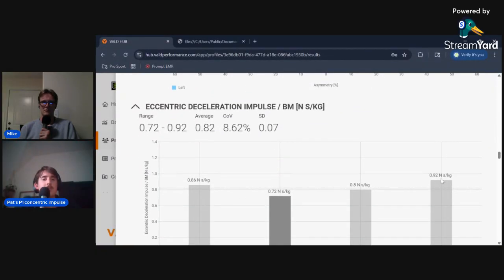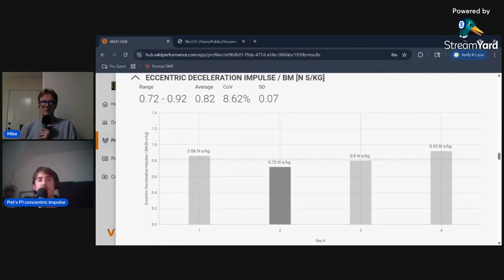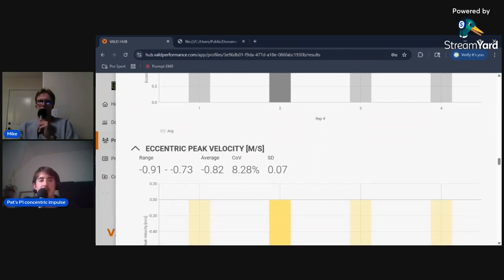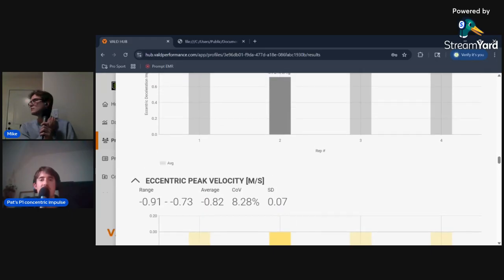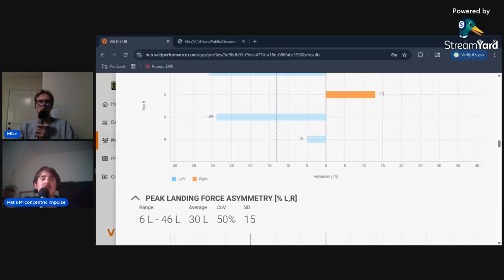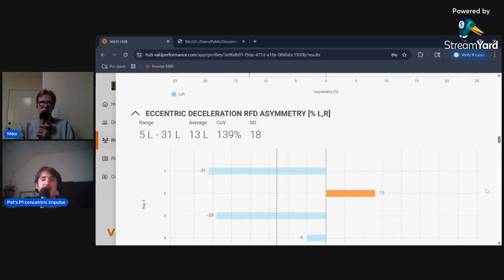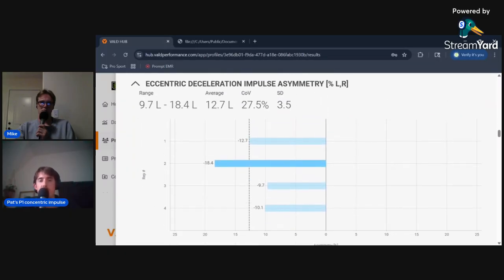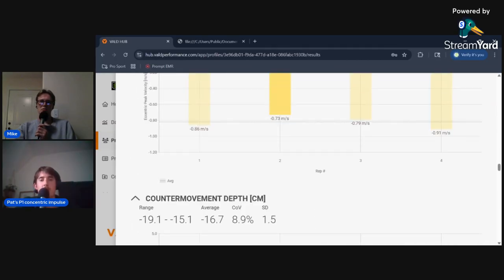And then eccentric DXL impulse to body mass. I'm not looking at that right now, to be honest with you, but I'm looking at the eccentric peak velocity, peak landing force, and the eccentric DXL impulse. Those are the big ones that I'm looking at.